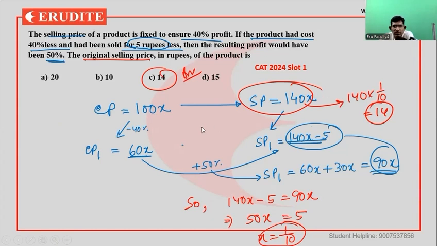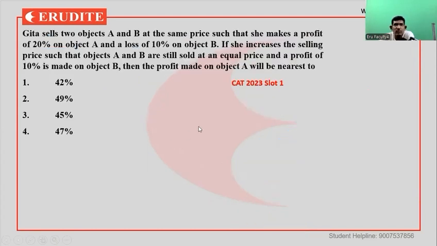Okay, moving on. Next, take the CAT 23 question, this one. This one also seems clumsy or calculative, but we can make it very simple with our basic knowledge.